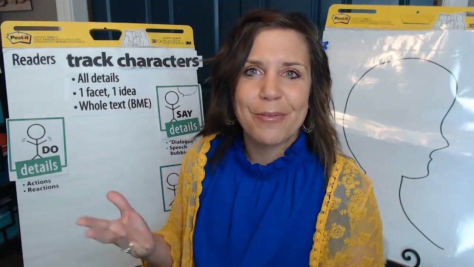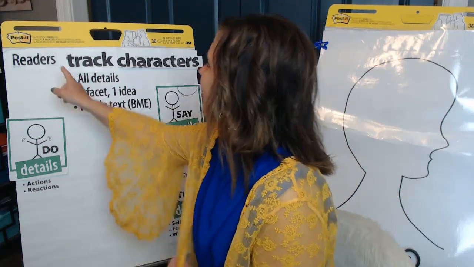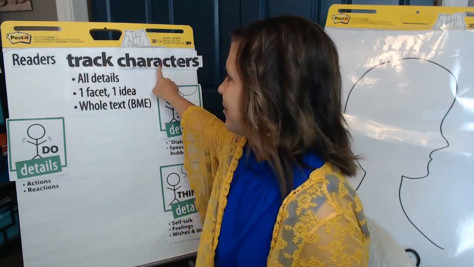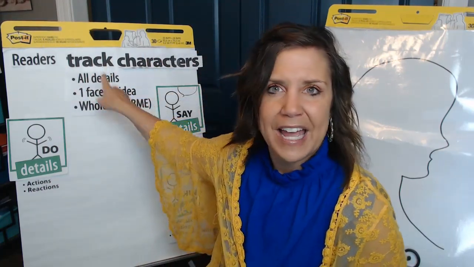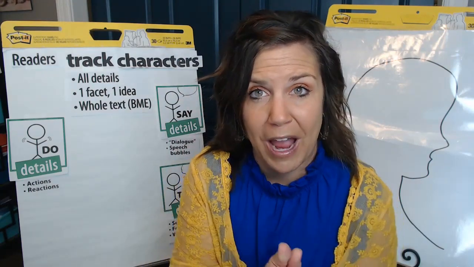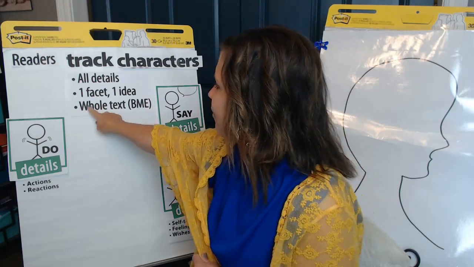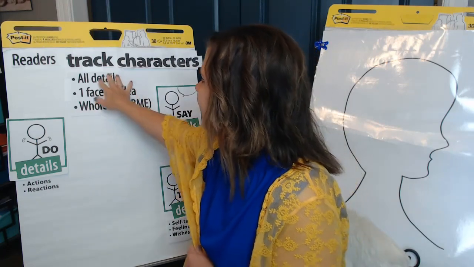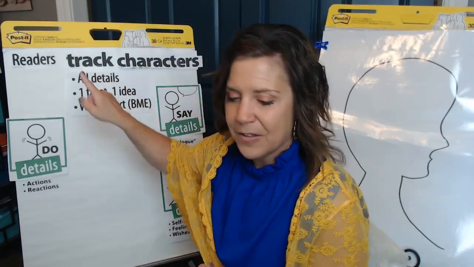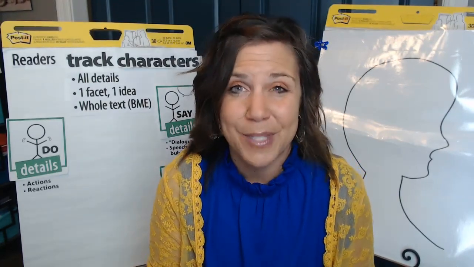In our previous reading lessons in this series, we talked about how readers track characters. Our character was our one idea, and we picked one character to track all the way from the beginning through the middle and the end. We went through the whole text and we collected all the details. And we actually collected three types of details.